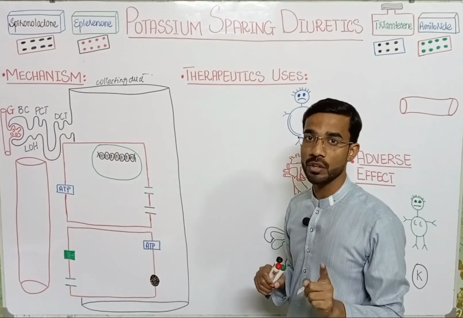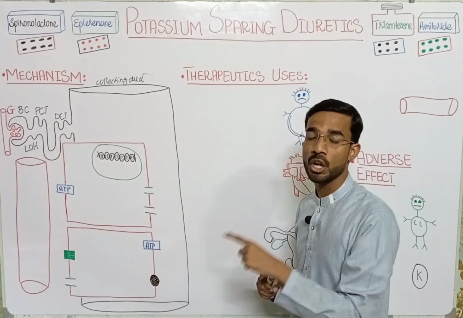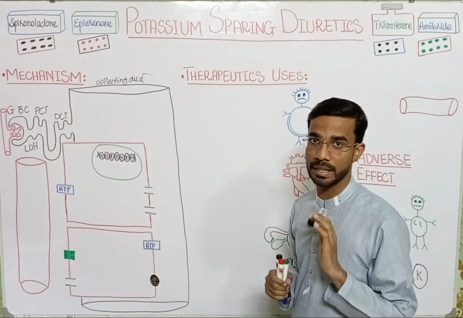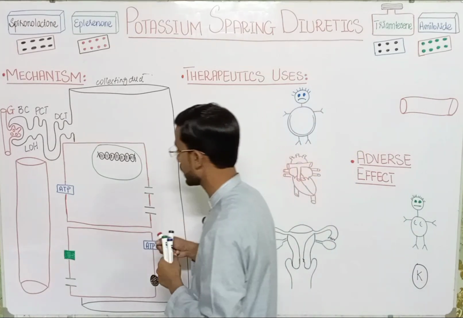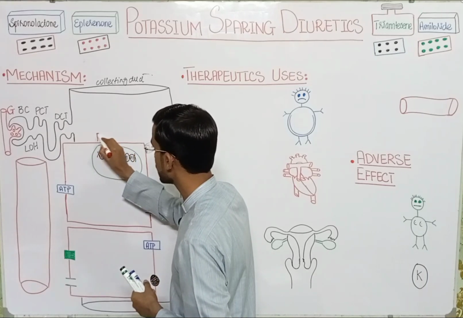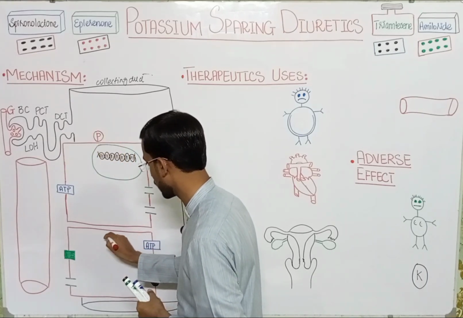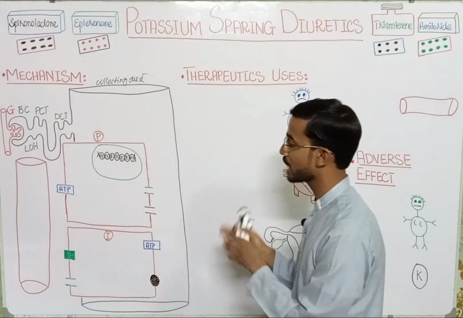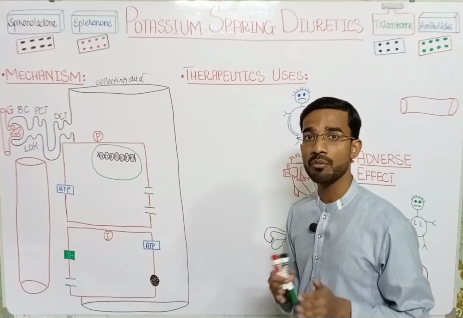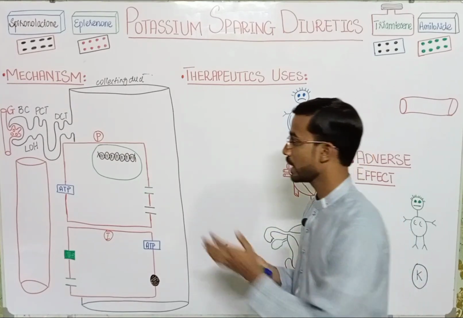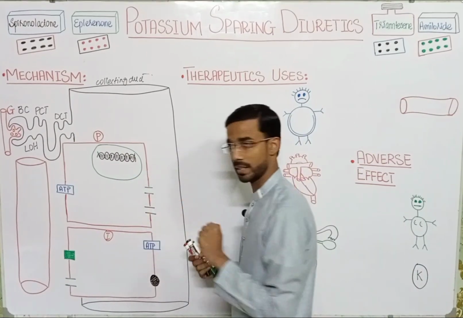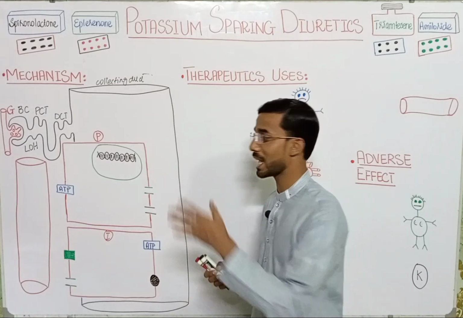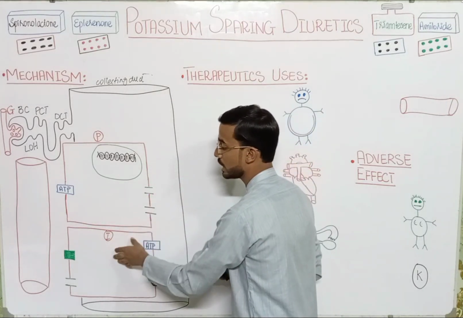In the late distal convoluted tubule and the collecting duct, you see two important cells: principal cells and intercalated cells. Here you can see the principal cell and here the intercalated cell. First of all, we will discuss the normal mechanism in the principal cell and in the intercalated cell. Then we will discuss how potassium-sparing diuretics affect these cells.